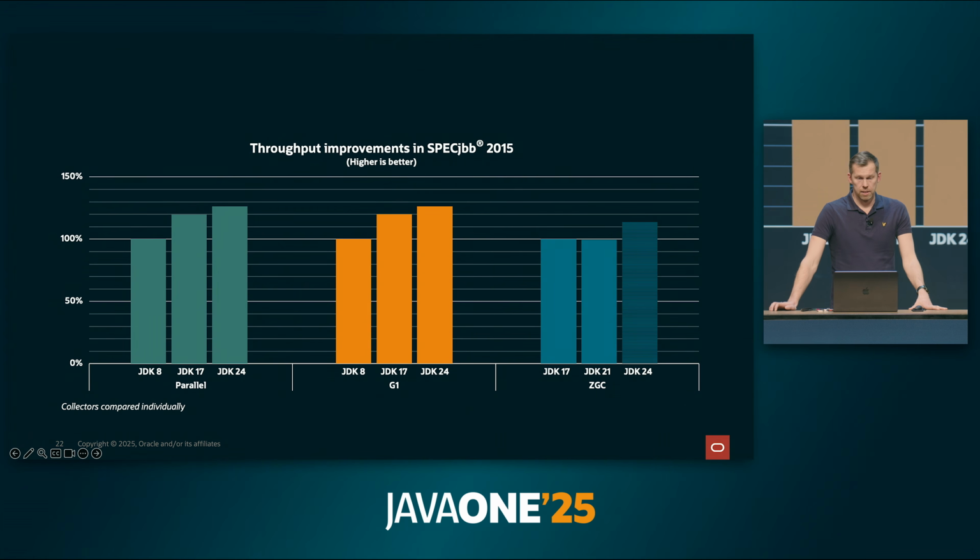For ZGC, we can see that not much happened between JDK 17 and 21. And this is mainly because we focused all our efforts on enabling the generational mode of ZGC, which was introduced in JDK 21, but here is shown as the bar for JDK 24. And as you can see, a pretty significant improvement in throughput there using the generational mode of ZGC.